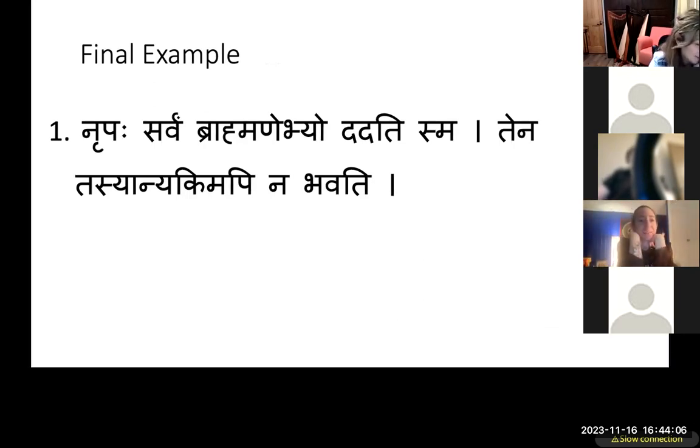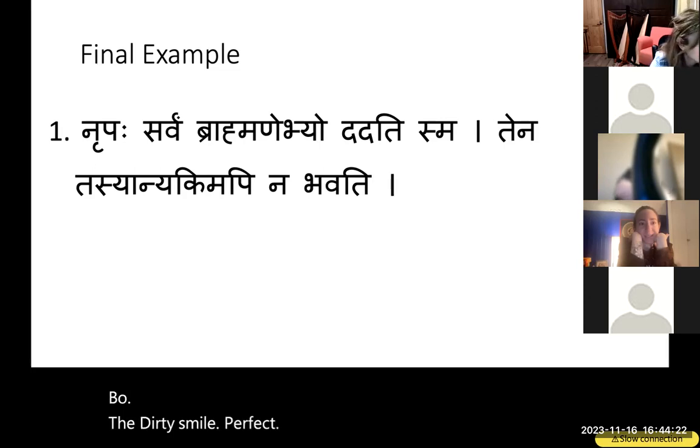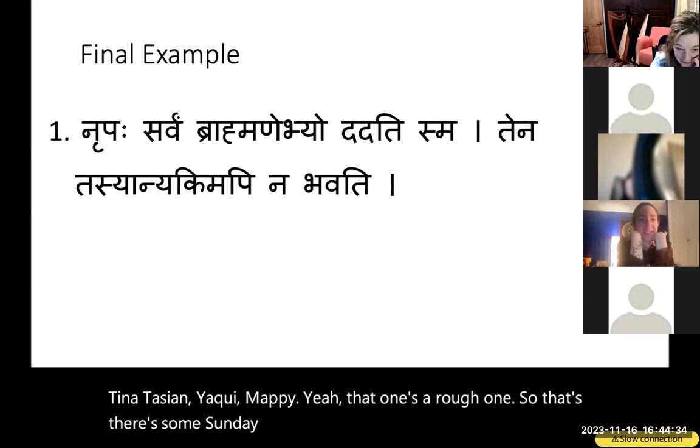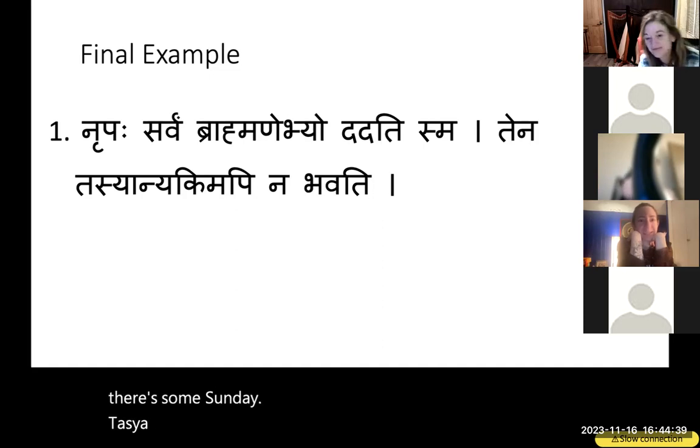Okay. Nripaha sarvam. Brahmane bio dadati sma tena tasyanyaki mapi. Yeah, that one's a rough one. So there's some Sandhi. Tasya anya kim upi. You'd say it tasyanya kim upi. Tasyanyaki mapi. Yeah. Na bhavati.